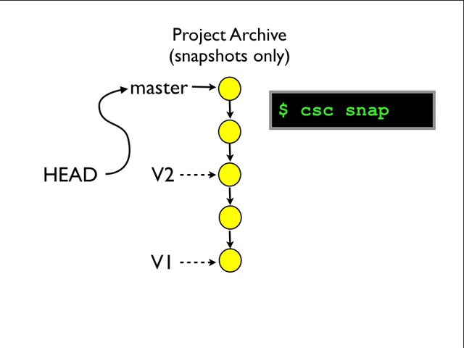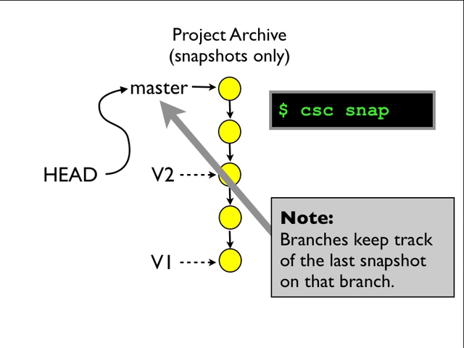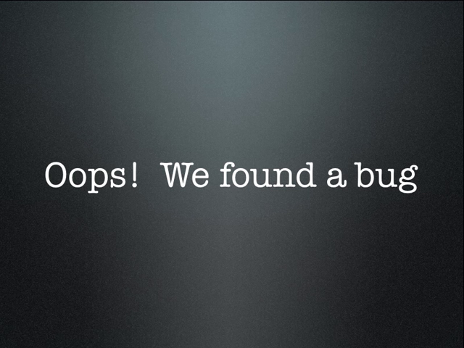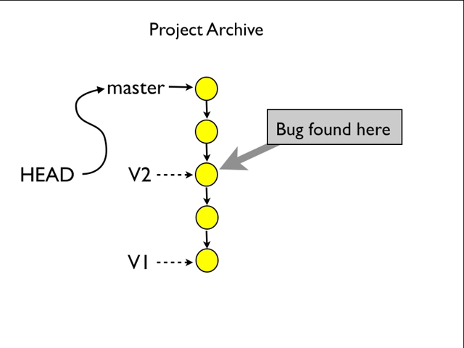Now the head pointer just points to the branch that we're looking at this point in time. So branches keep track of the latest snapshot on the branch. The head pointer keeps track of the current branch. Now, let's suppose that we found a bug in our project. And that bug happens back in version 2. Now, we've already made changes to the code base of version 2. We're getting ready for version 3 and we're working on it. And we've made several commits already.